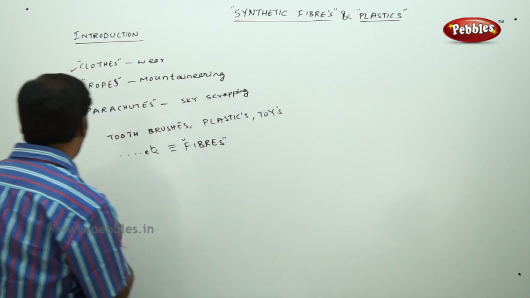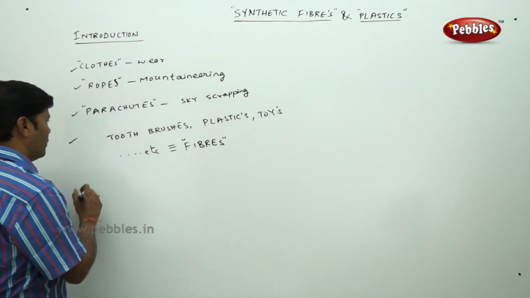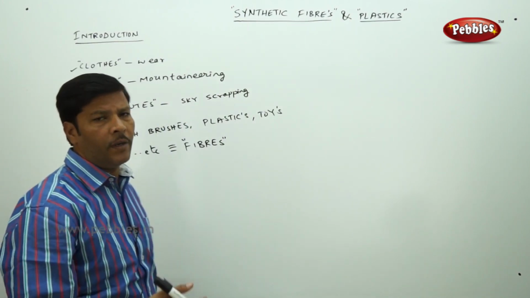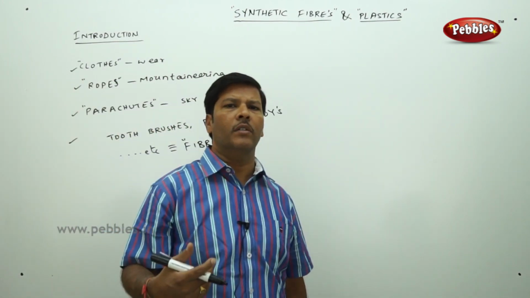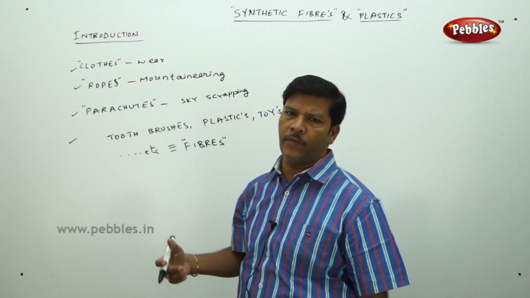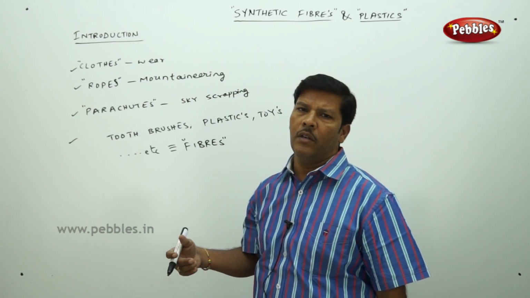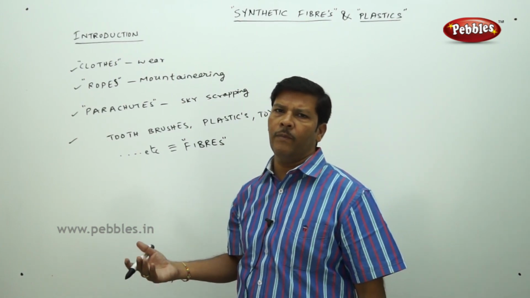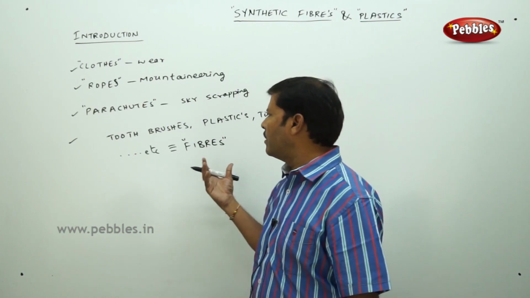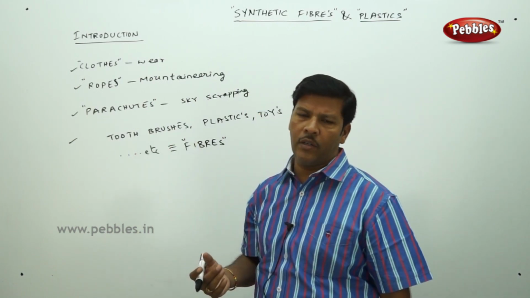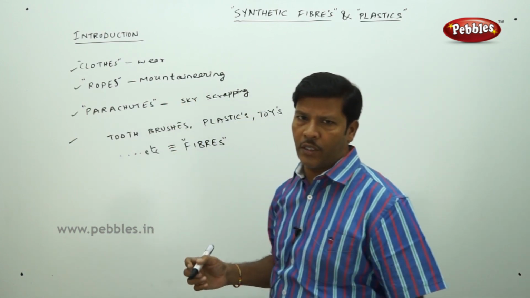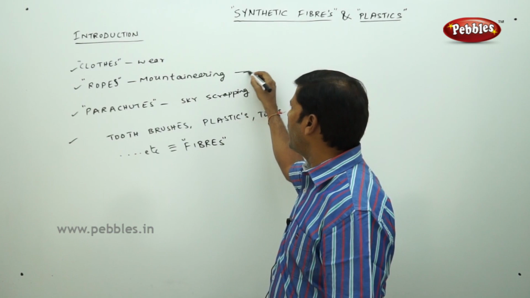So what exactly do we mean by fibers? For example, the clothes which we are wearing are made up of the different fibers present in them. These fibers are filled with some chemicals, and fibers with chemicals will give you a certain amount of synthetic material. Then ropes, if you take the ropes which we use in mountaineering, actually we take the wood pulp.